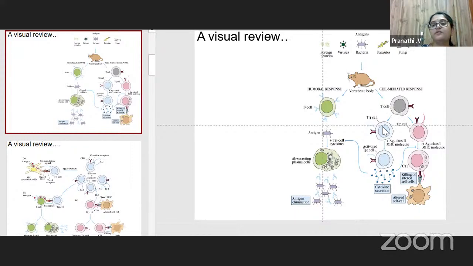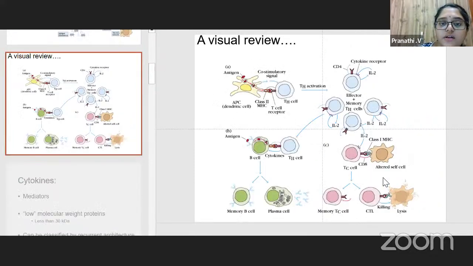The T cells are going to form the T helper cells and the cytotoxic T cells. You have the involvement of class 2 major histocompatibility complex molecules that are present. So what is going to happen is the release of cytokines, and then you have the killing of the different cells that have been altered.